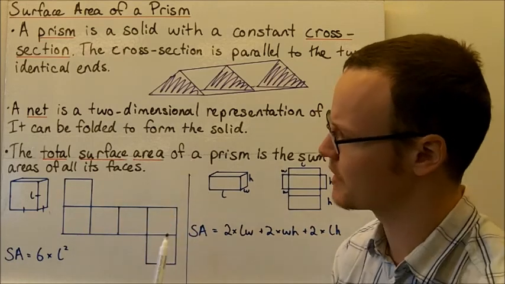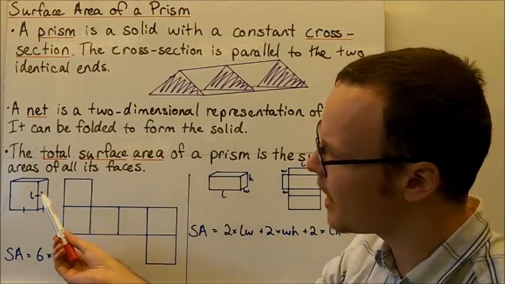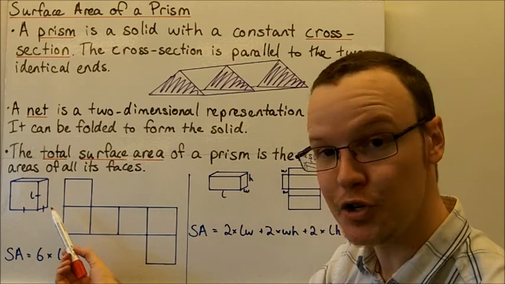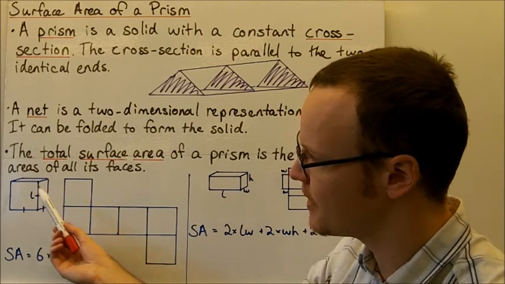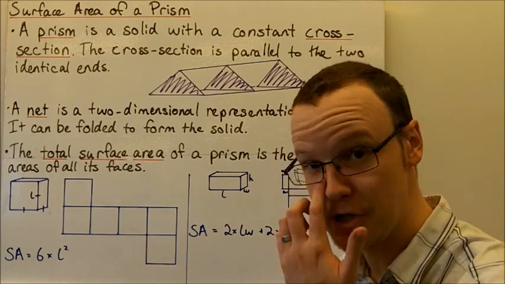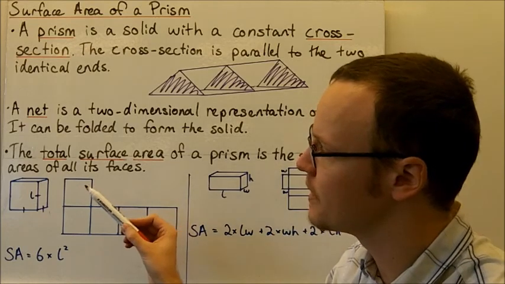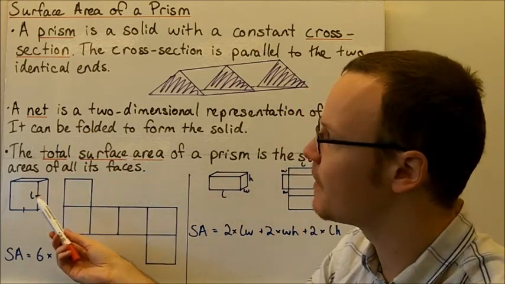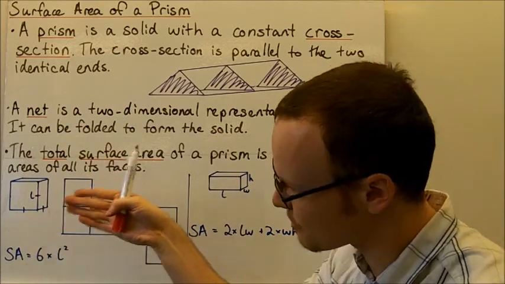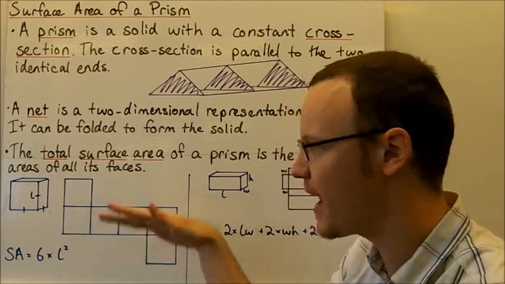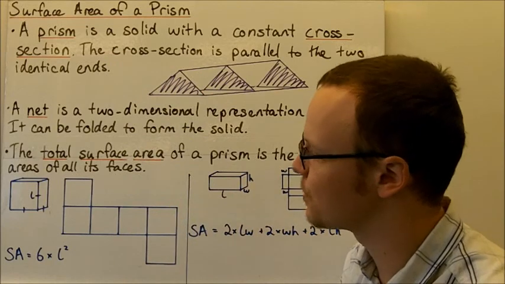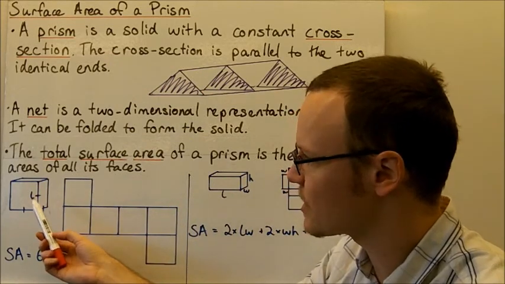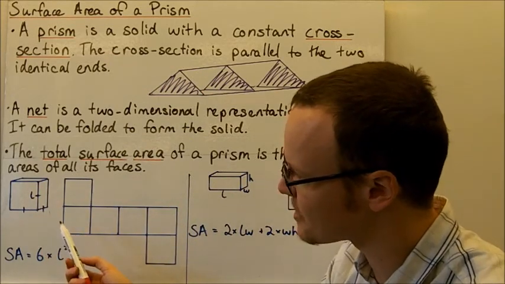So here I've got a few examples of some nets. Here we've got a cube that we've folded out. Now a cube is a very special prism because it can be cut through many different ways and have the same cross section. So it can be cut front to back, top to bottom, and left to right, and it'll get exactly the same cross section each time. So every side length is the same.